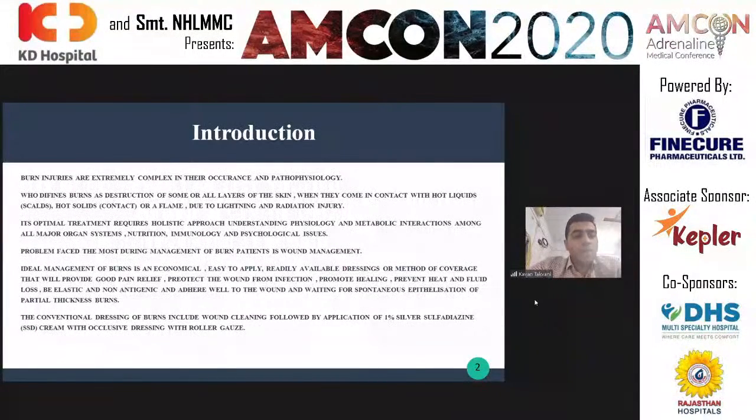Ideal management of burns is an economical, easy to apply, readily available dressing or method of coverage that will provide good pain relief, protect the wound from infection, promote healing, prevent heat and fluid loss, be elastic and non-antigenic, and adhere well to the wound. Also, waiting for spontaneous epithelialization of the partial thickness burns. The conventional dressing of burns includes wound cleaning followed by application of 1% silver sulfadiazine.